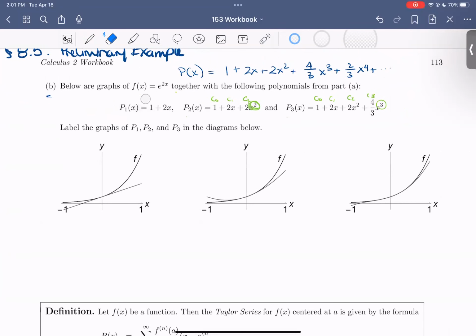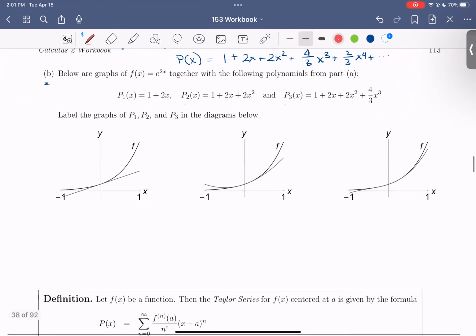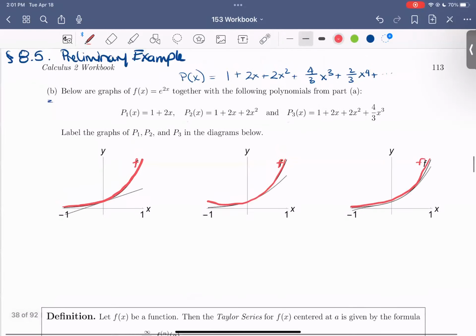All right, so now what is it asking here? It says label the graphs of P1, P2, and P3 in the diagram below. So let's go ahead and highlight some of what they've already done for us. In each of these graphs, the book has graphed for us the function f. That's the function that we started with, e to the 2x.